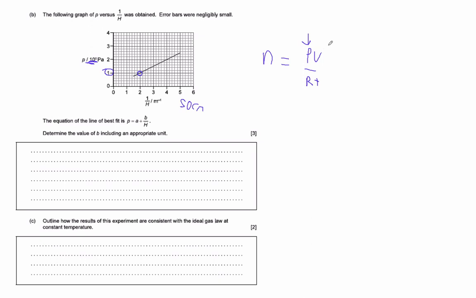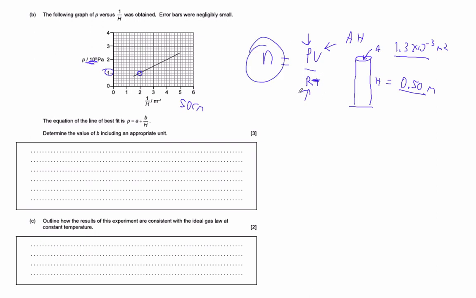Okay, so the volume of this thing is the area times the height. So it's a right circular cylinder. The volume is the area of the top, and they tell us that the area is 1.3 times 10 to the minus third square meters. And then the height is 50 centimeters, so 0.50 meters. So what you're going to put in there is this times this. That's your volume. R is that, and then the temperature they tell you is 300 kelvins. And you can find the moles.